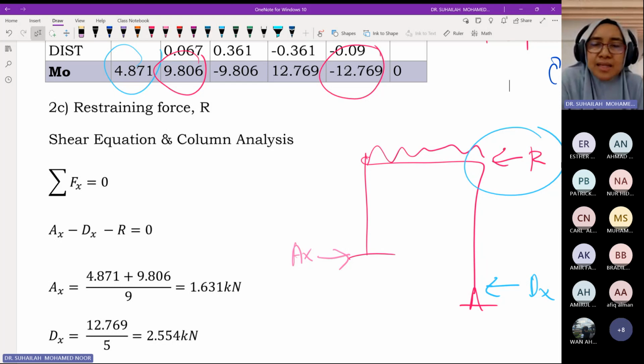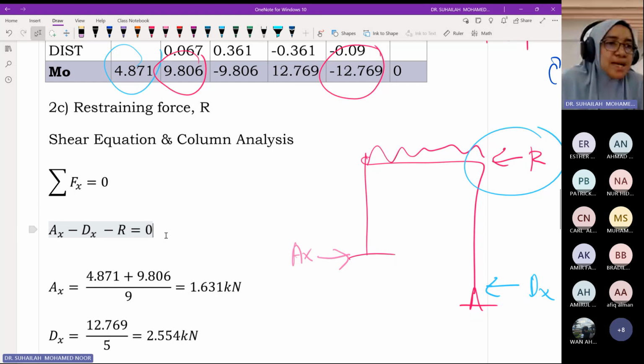Okay, AX dengan DX ni, direction ni kita assume. Means that you mungkin jumpa nota, buku teks ke or other notes yang AX, DX dia dua-dua kanan, dua-dua kiri, dua-dua keluar, dua-dua masuk. Okay, boleh. So empat-empat tu pun boleh, sebab lepas kita letak this direction, baru kita tulis the equation ni.